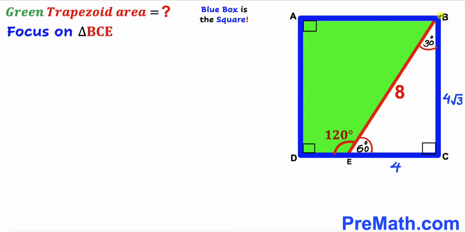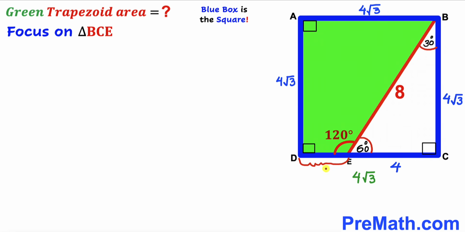Now we can see that side BC of this blue square has length 4 times the square root of 3. Since we are dealing with a square, this side has to be 4 times the square root of 3, likewise this side, and this side as well. So the base of this green shaded trapezoid AB turns out to be 4 times the square root of 3, and likewise the height of the trapezoid is 4 times the square root of 3 as well.